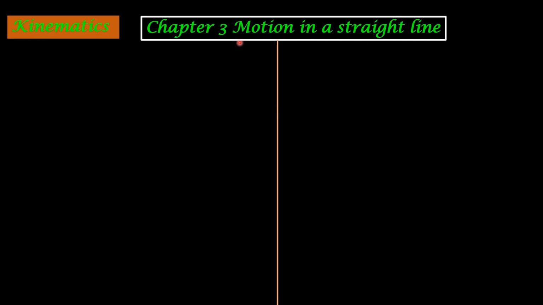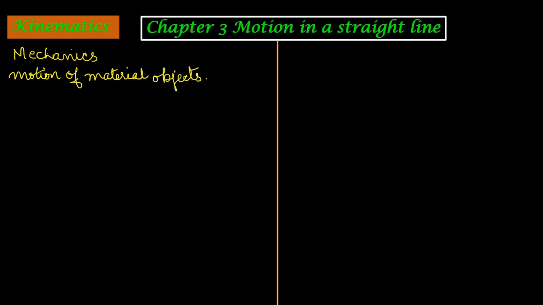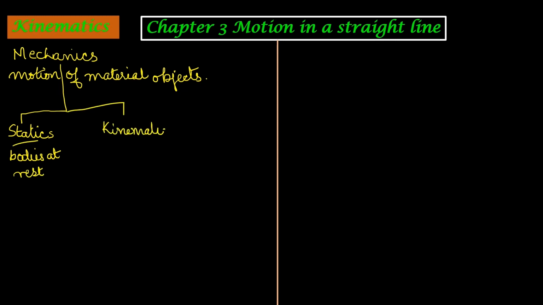We are starting a new chapter, motion in a straight line, coming under the branch of mechanics, kinematics. What is mechanics? Mechanics is a branch of physics which deals with motion of material objects. Mechanics is really divided into three branches. Number one, statics. It deals with bodies at rest or objects at rest. Another branch is kinematics, deals with motion.